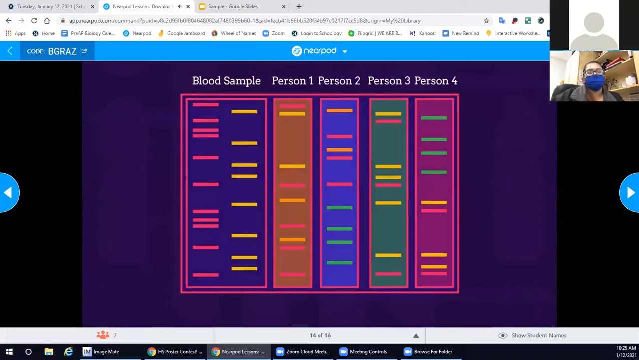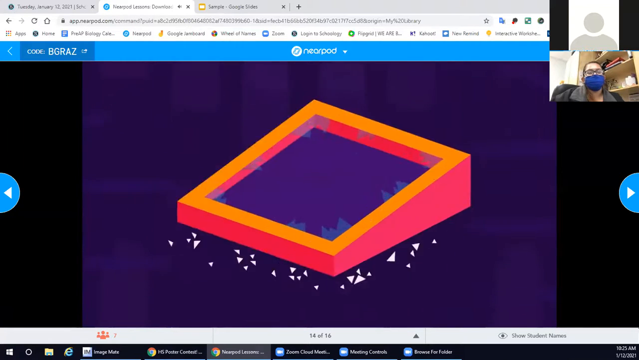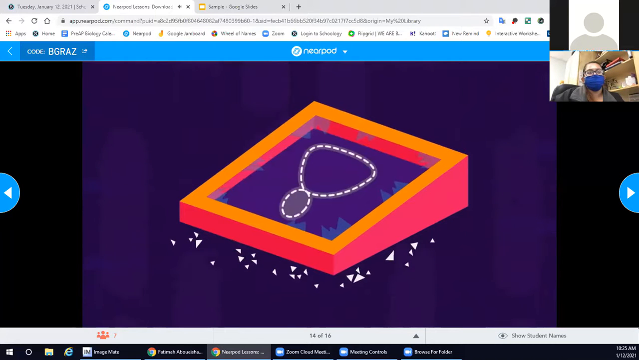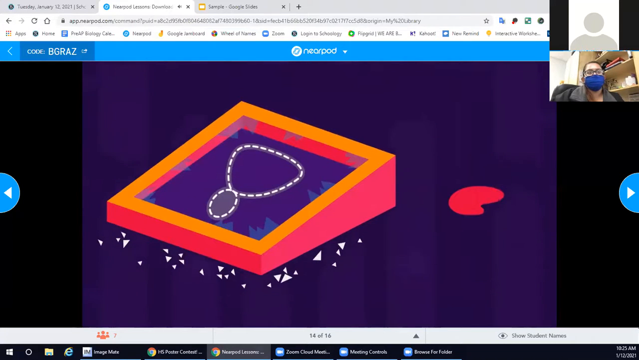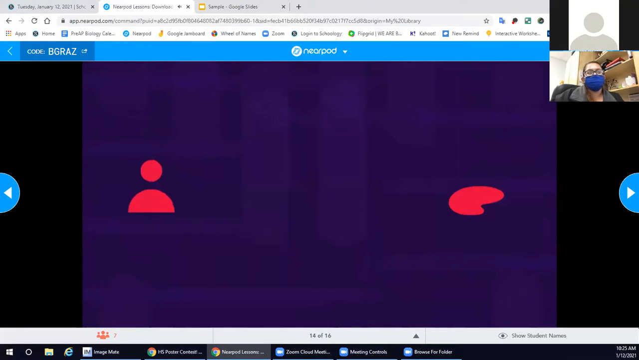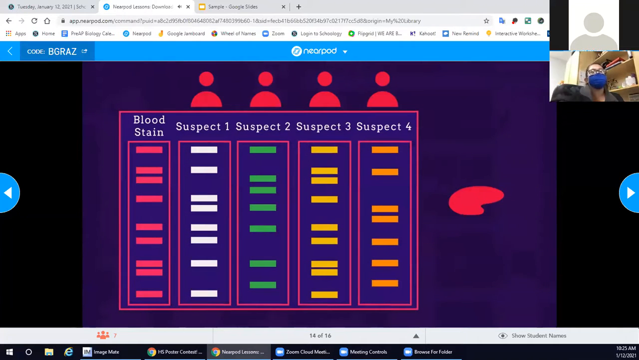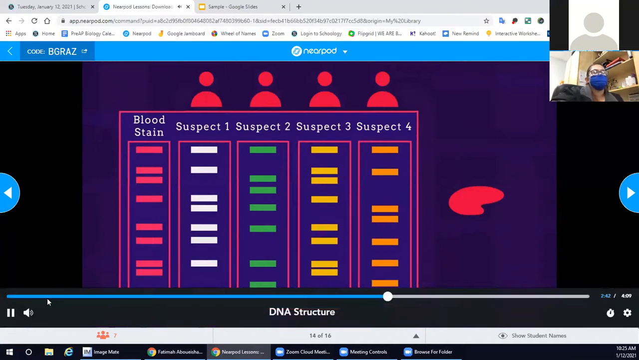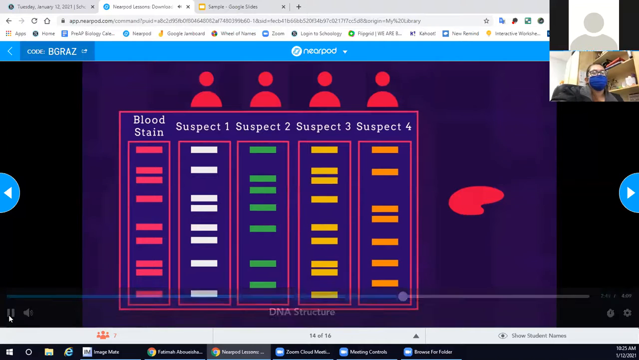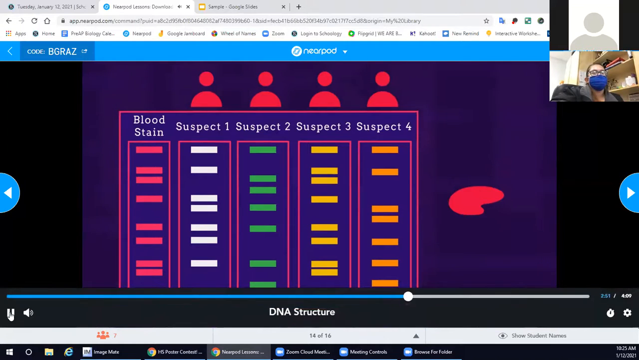So let's have a go at using DNA profiles to solve some mysteries. An item was stolen in a burglary. A drop of blood was left behind by the thief. Samples of DNA were taken from 4 suspects and compared to the sample left at the crime scene. Which suspect is guilty? Here's a clue. Look for the one that is most similar to the one from the crime scene. Pause the video while you decide.